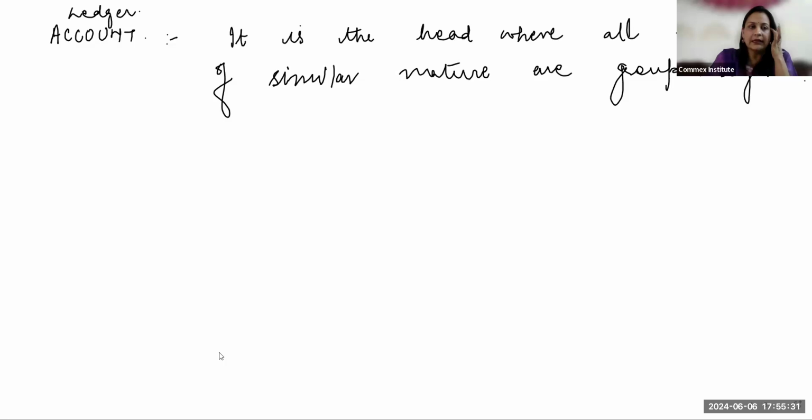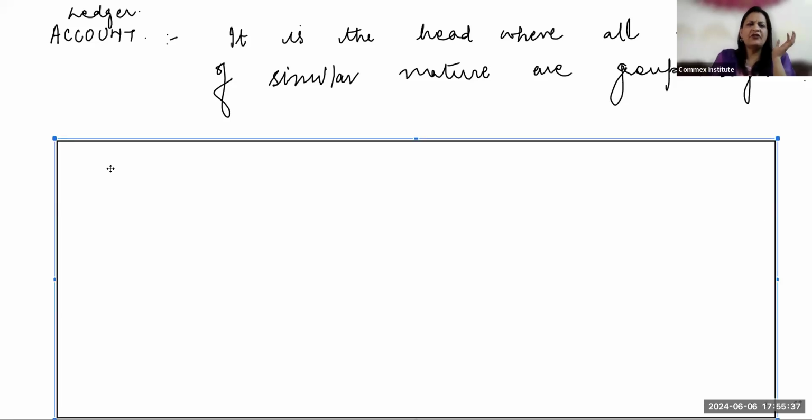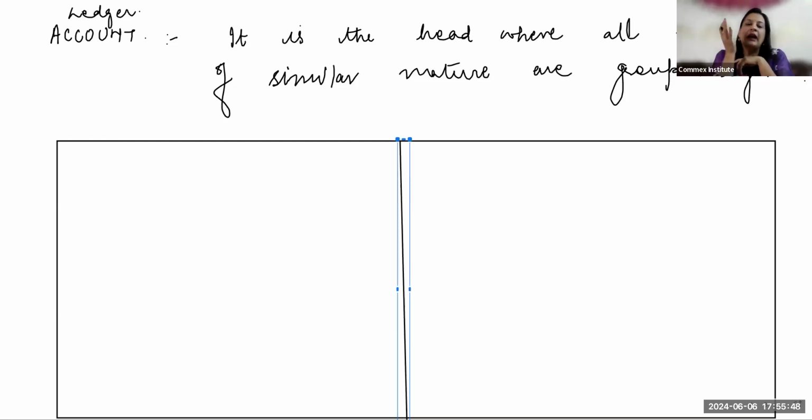Now, what do I mean by this? Now, I'm telling you the format of the account. Earlier, I told you the T format. The T format was a simpler format. Now, I'm giving you the detailed format. An account will have two sides. This we have already done. So, you have to draw this box and divide this rectangle into two parts.